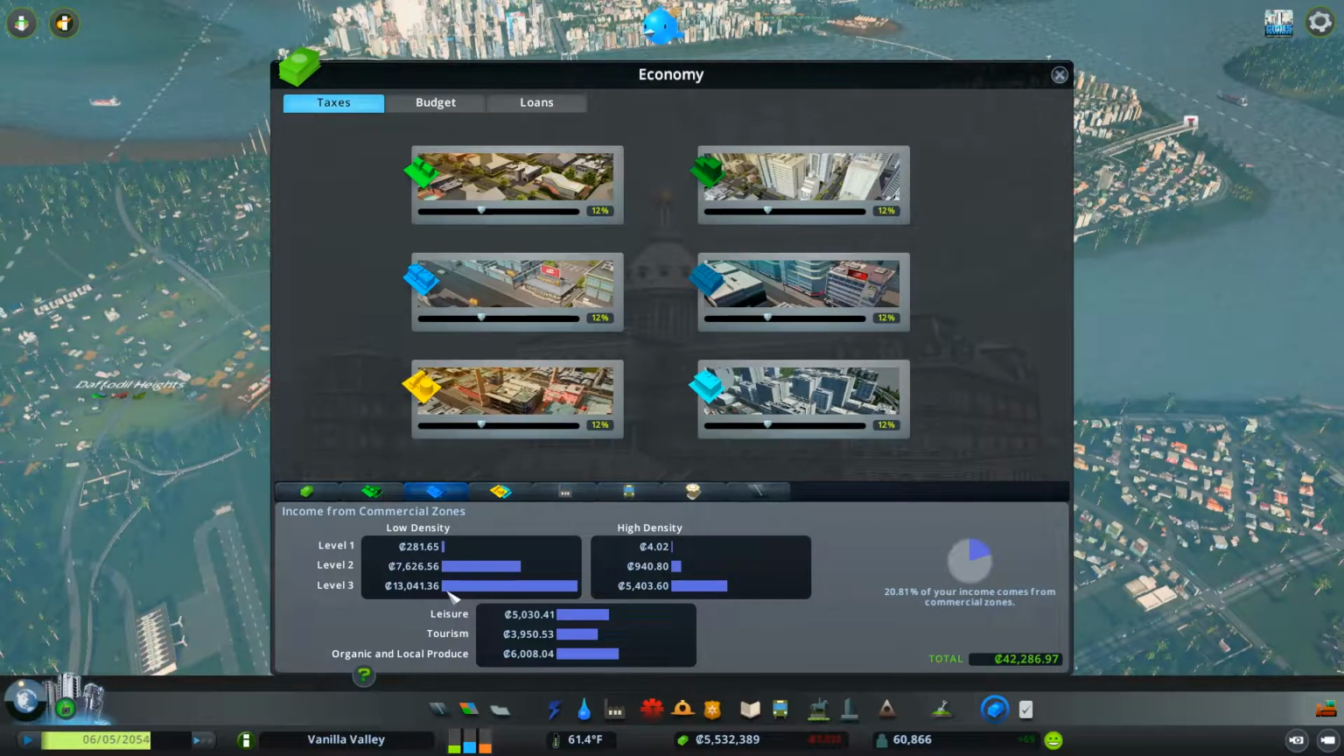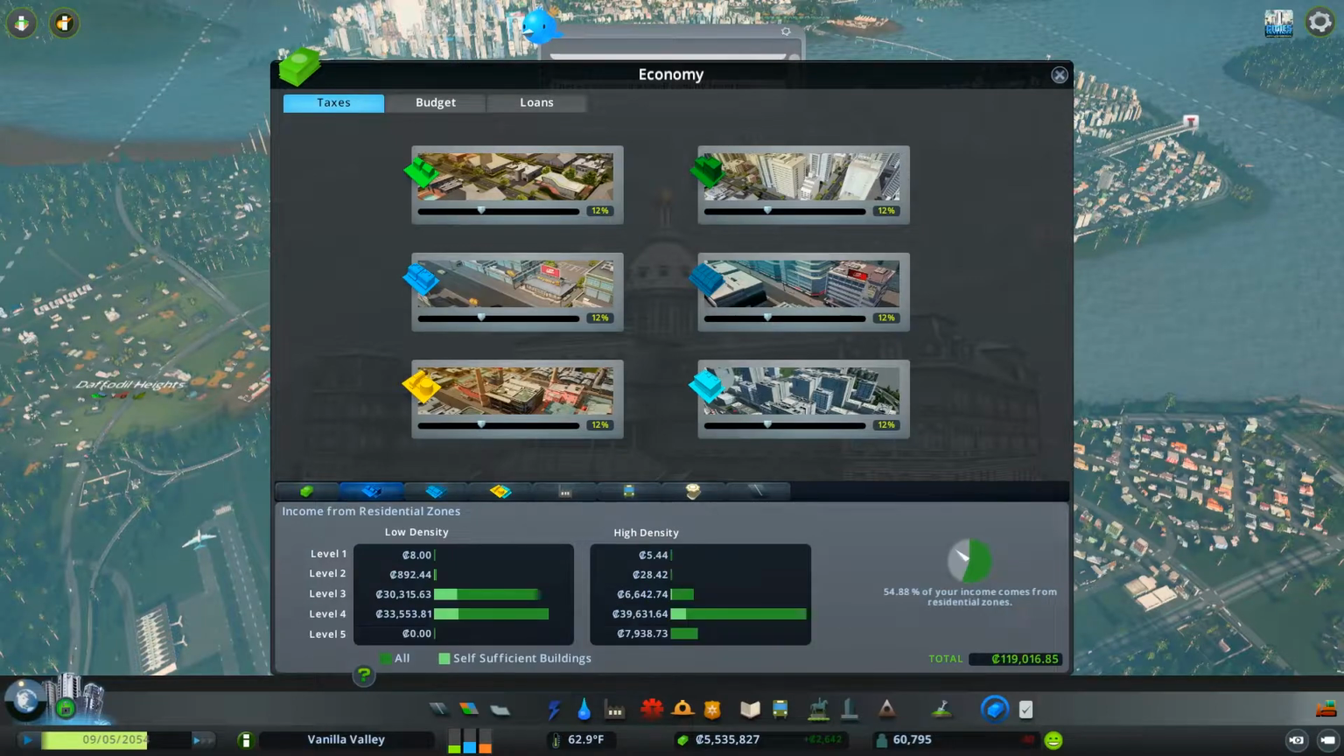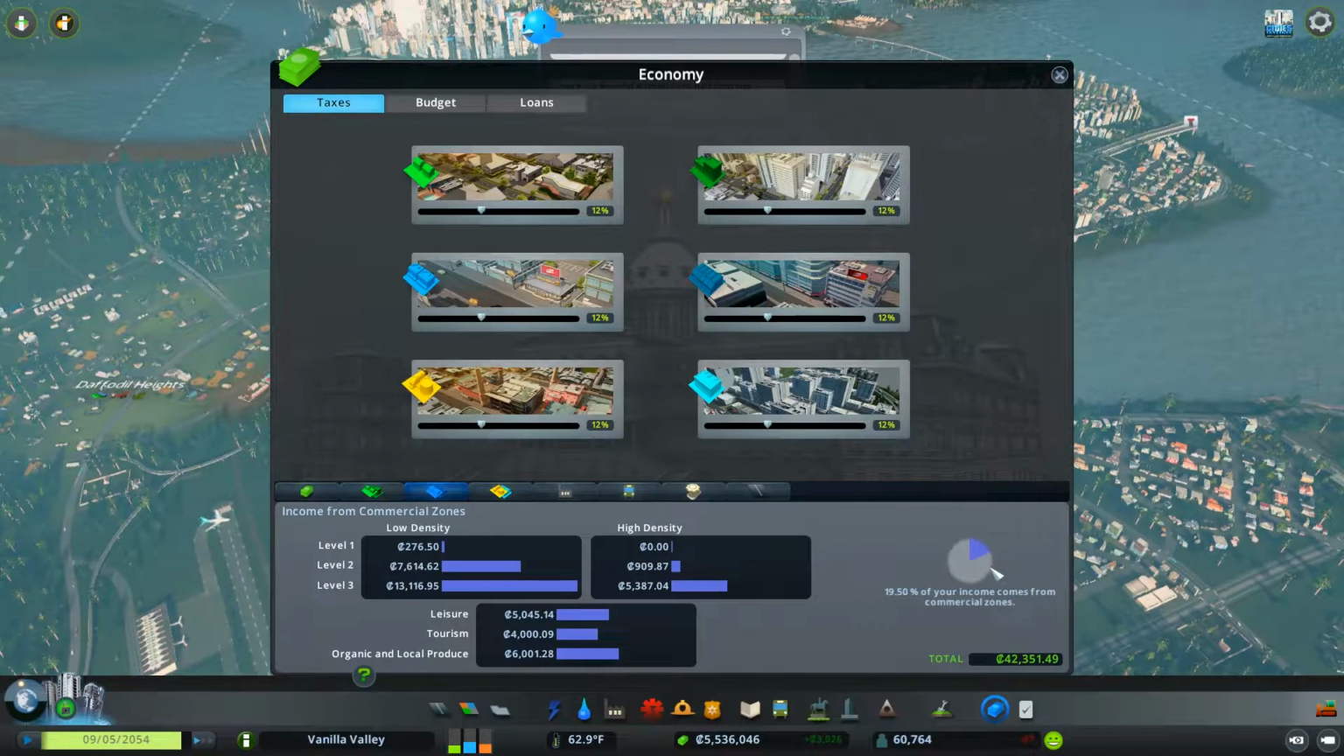Because the higher the level on your buildings, the more that they're going to spend, because they are very, very happy with where they're living, and they're going to shop more, and they're going to spend more money. Now, what is interesting though, and these are just little things that you can notice in your city, is we're only making 21% of our income from commercial, which seems really low to me.